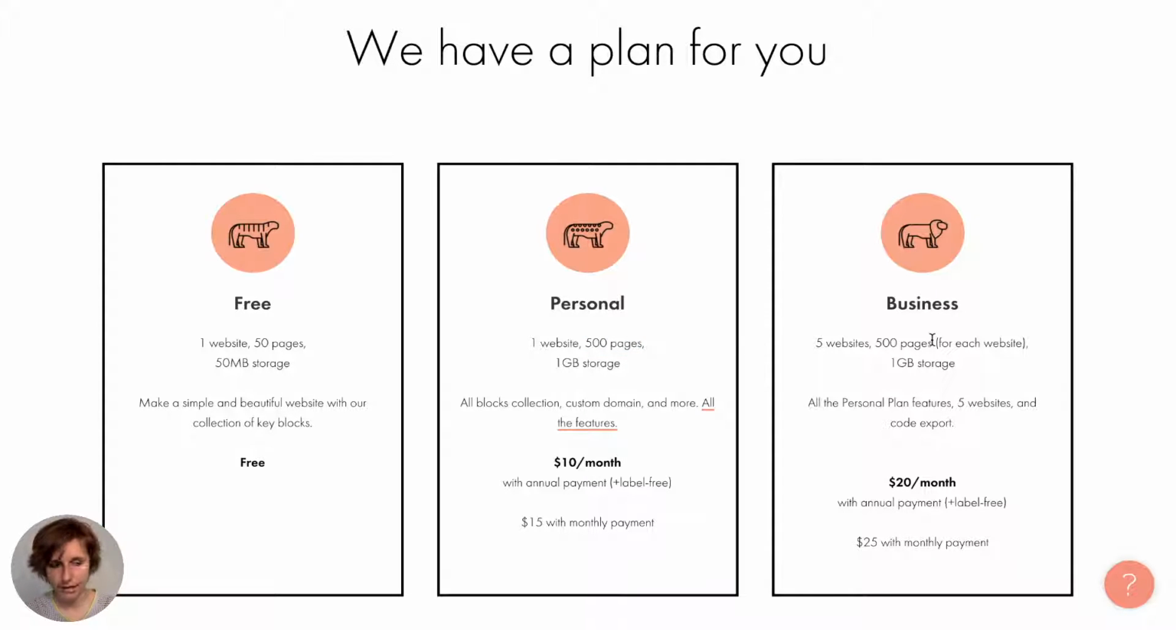Moving on to the business plan. There are actually two main differences between the business plan and the personal plan. The first big difference is that on the business plan, you may have up to 5 websites with 5 different domains in one account. Each of the 5 websites on the business account may have up to 500 inner pages, and you can use 1 GB of storage as well. All the features obviously are accessible to you.